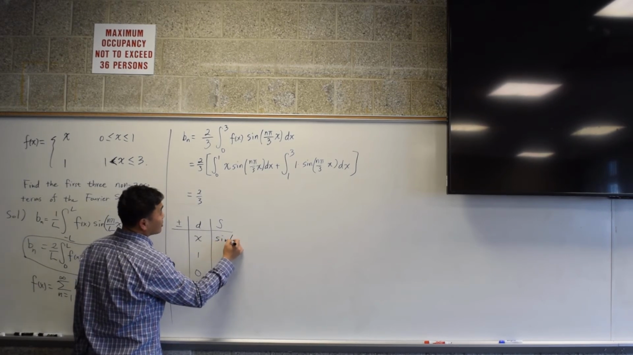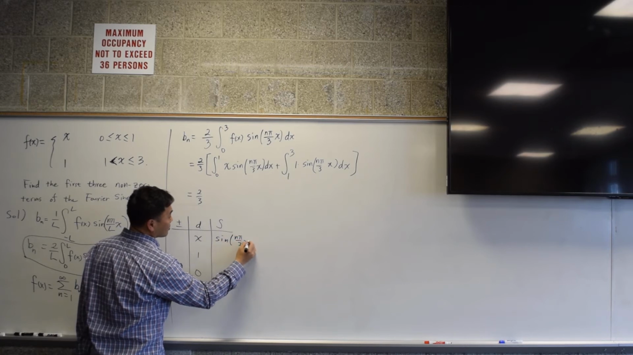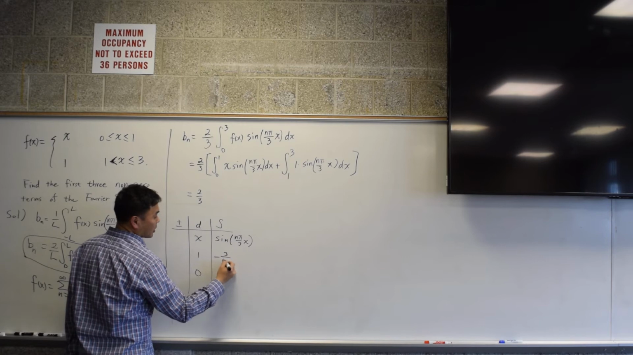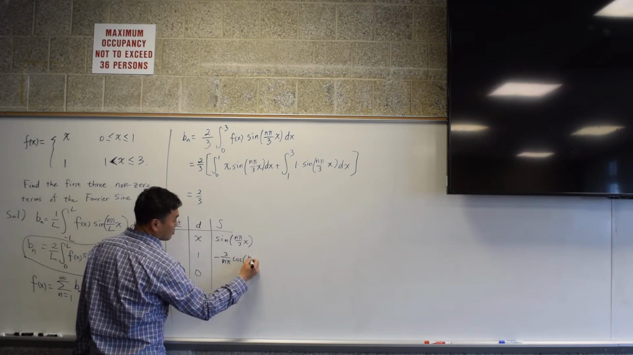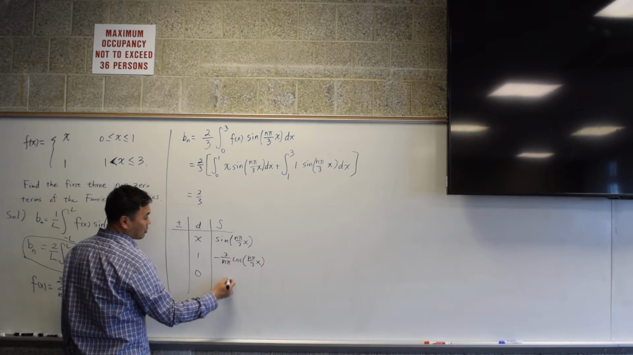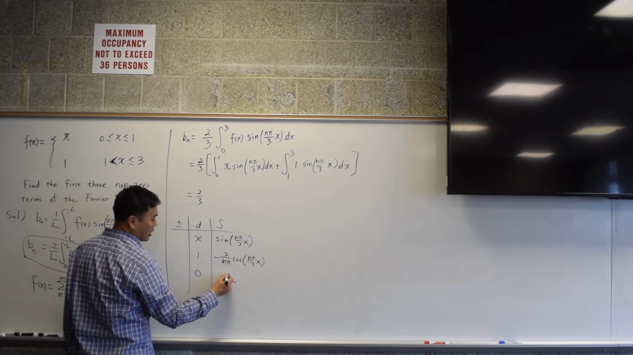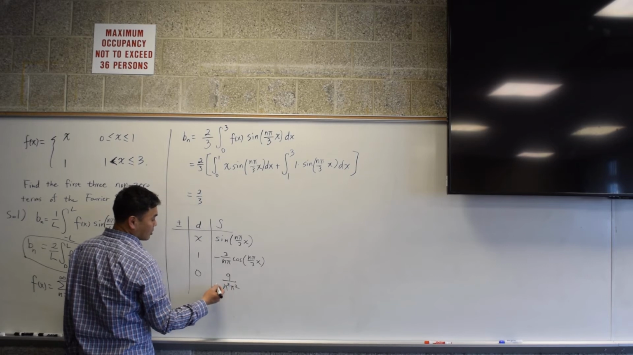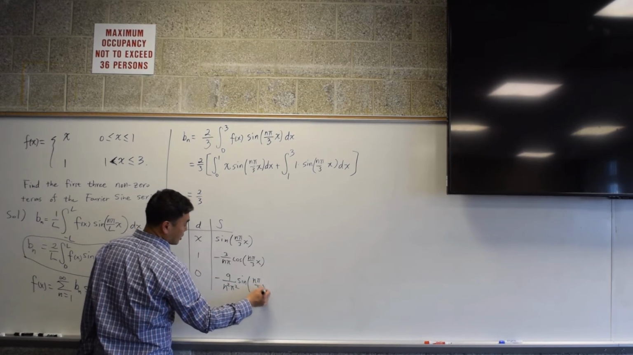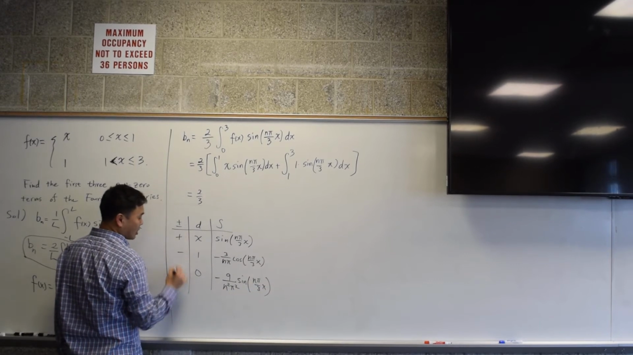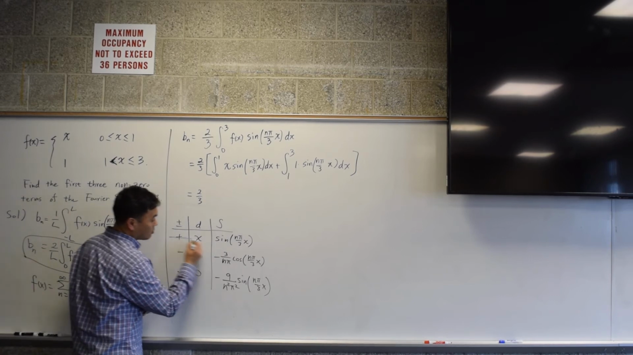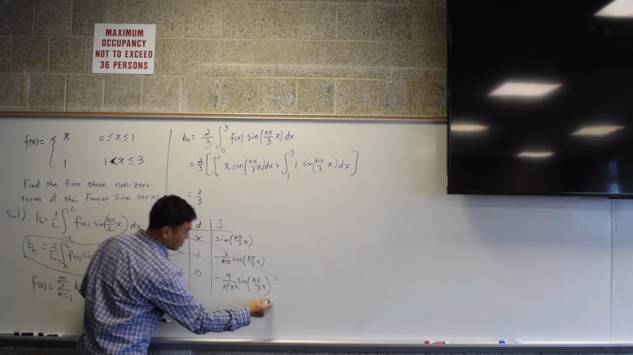Sine n pi over 3x. Integrating this is negative 3 over n pi cosine n pi over 3x. Every time you integrate, this will pop up, so the next time you integrate, it will be 9 over n squared pi squared, still minus, with the sine n pi over 3x. It'll be plus, minus, plus. And then you have to finish with doing this.